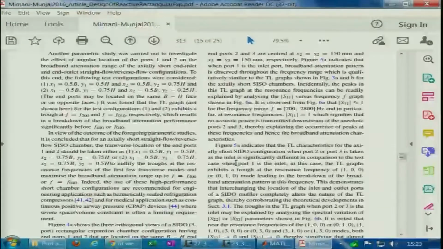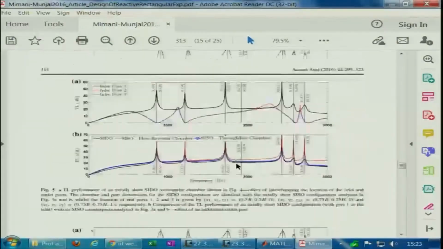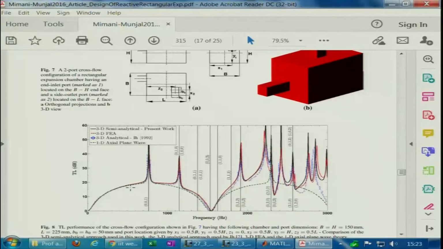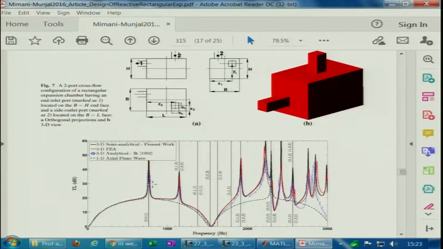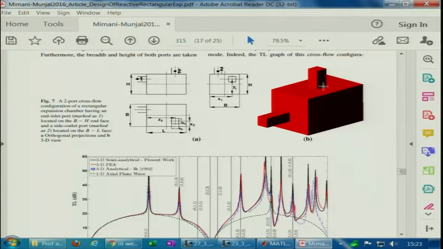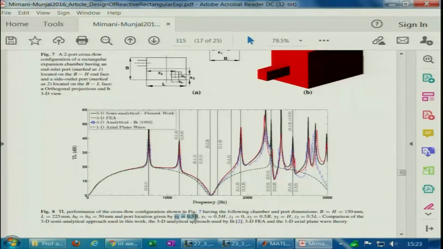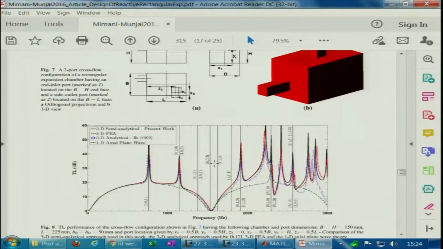So, other configurations that we did analyze, there are lots of configurations that we did analyze in this paper. So, how are we going to get a broadband transmission loss? I will probably show you some results, maybe run a couple of codes. For an end inlet and a side outlet, if the side outlet port is located L by 2 along the z axis, we can nullify the first axial trough, and with the center of the port at x equal to 0.5b and y equal to 0.5h, the 0 1, 1 0, 1 1 modes can be suppressed also. But then this is going to fail at the second axial resonance peak.